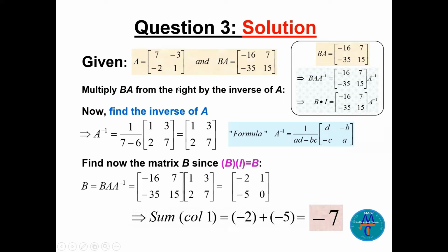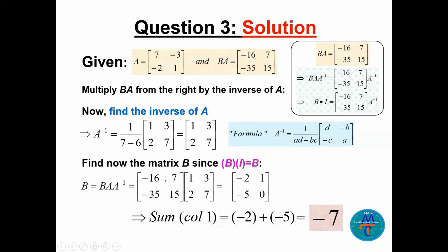So I have to take this A and find the inverse by the formula. Remember the formula: 1 over ad minus bc. Switch the main diagonal, multiply with minus on the other diagonal. So A inverse will be 1 over 7 minus 6, times 1, 3, 2, 7. Switch here the main diagonal, and then multiply with the minus here. So you get 1, 3, 2, 7. This is A inverse. Now remember, this is the product, the given, times A inverse. You cannot write A inverse times this product here.